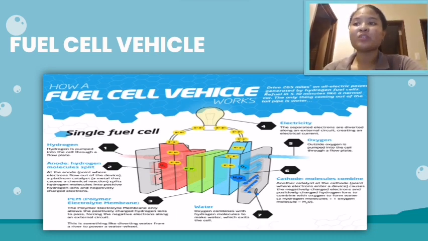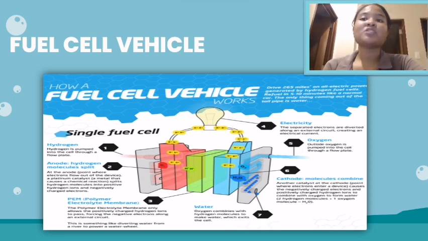So, at the anode, a platinum catalyst that causes a chemical reaction splits hydrogen molecules into positive hydrogen ions and negatively charged ions. So, kumbaga, si anode, siya yung nag-split ng hydrogen positive ions and hydrogen negative ions. So, next natin dito is yung PEM or yung polymer electrolyte membrane. So, dito naman, pinapalabas niya lang or pinapapass through niya lang yung mga positively charged ions, forcing the negative electrons along an external circuit.